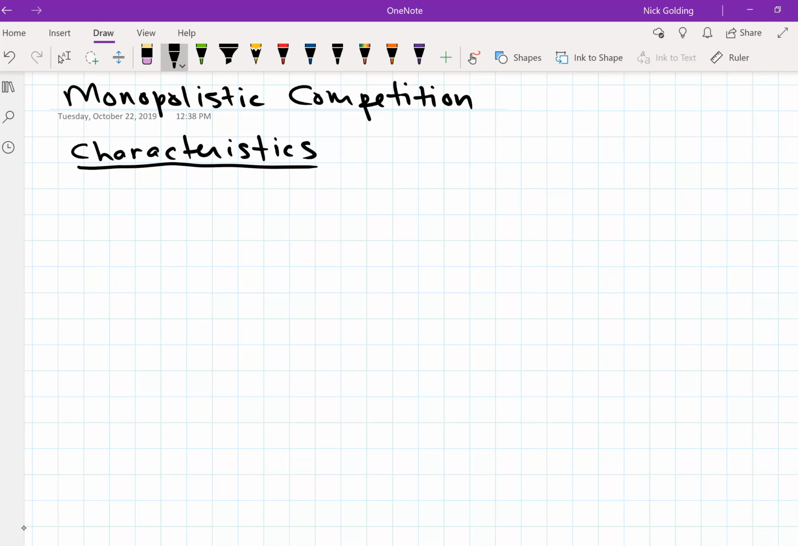It does have a degree of competition, but in this kind of market, we're going to think of each firm as having a monopoly on its own product, and its product is a little different than the others. So of our characteristics, two are the same and one is different. We have many buyers and sellers. That's the same as perfect competition. So that's where the competition comes from, right? The buyers are competing with each other to get sellers. The sellers are also competing with each other.